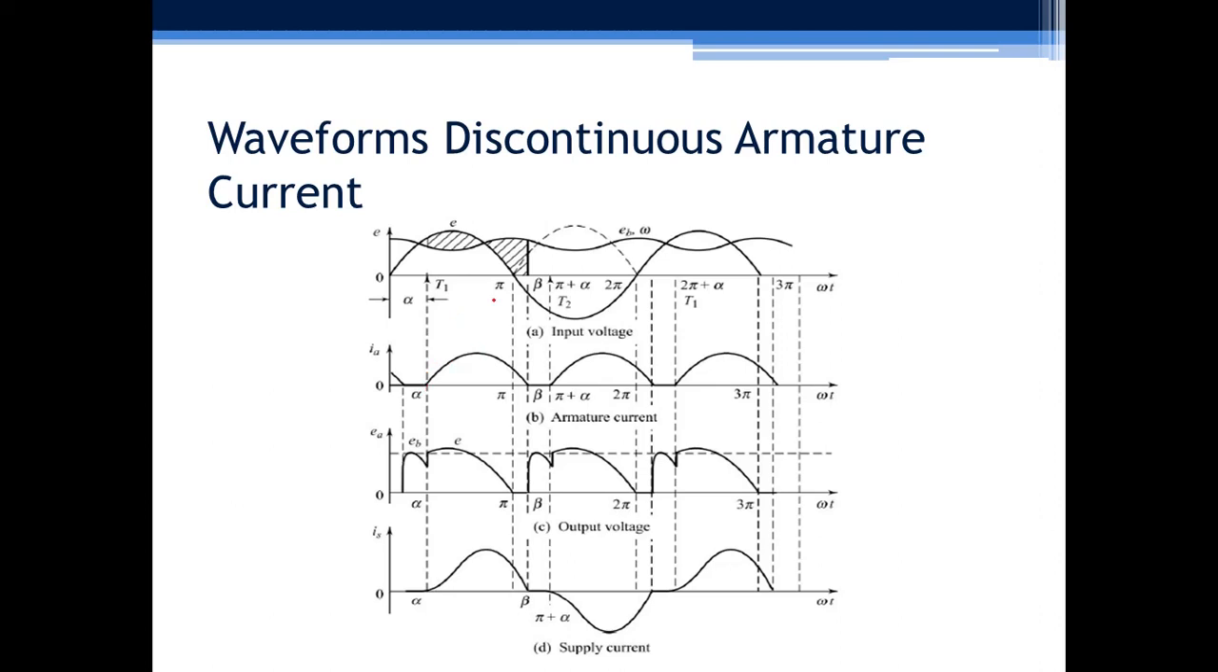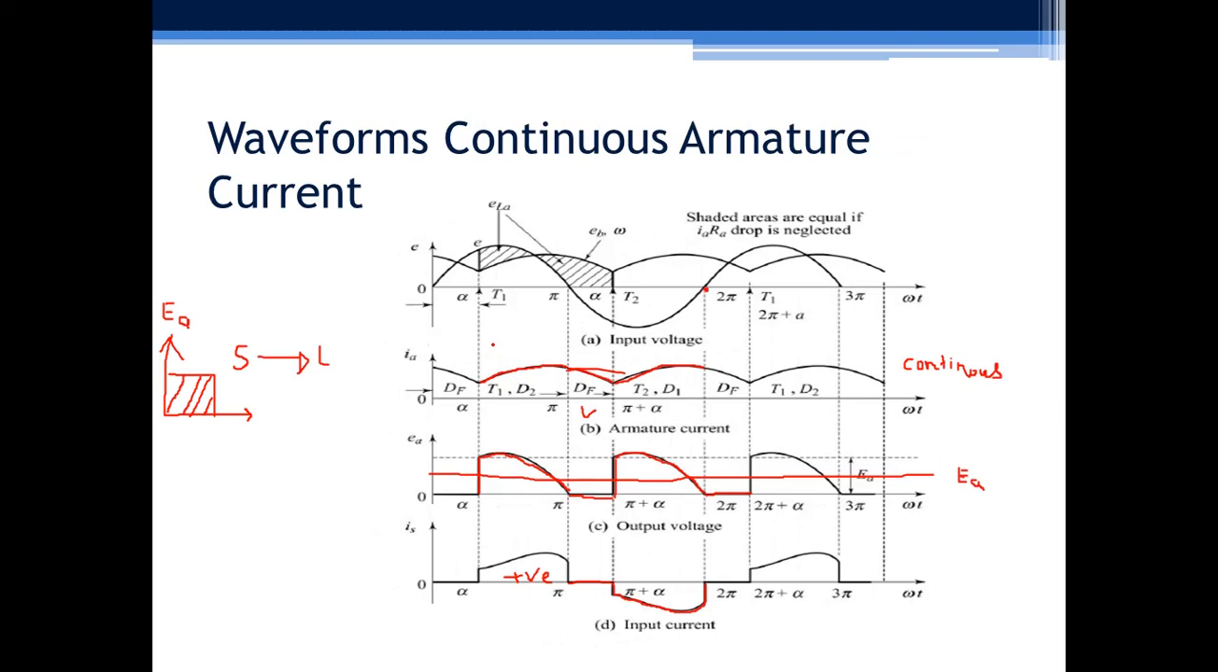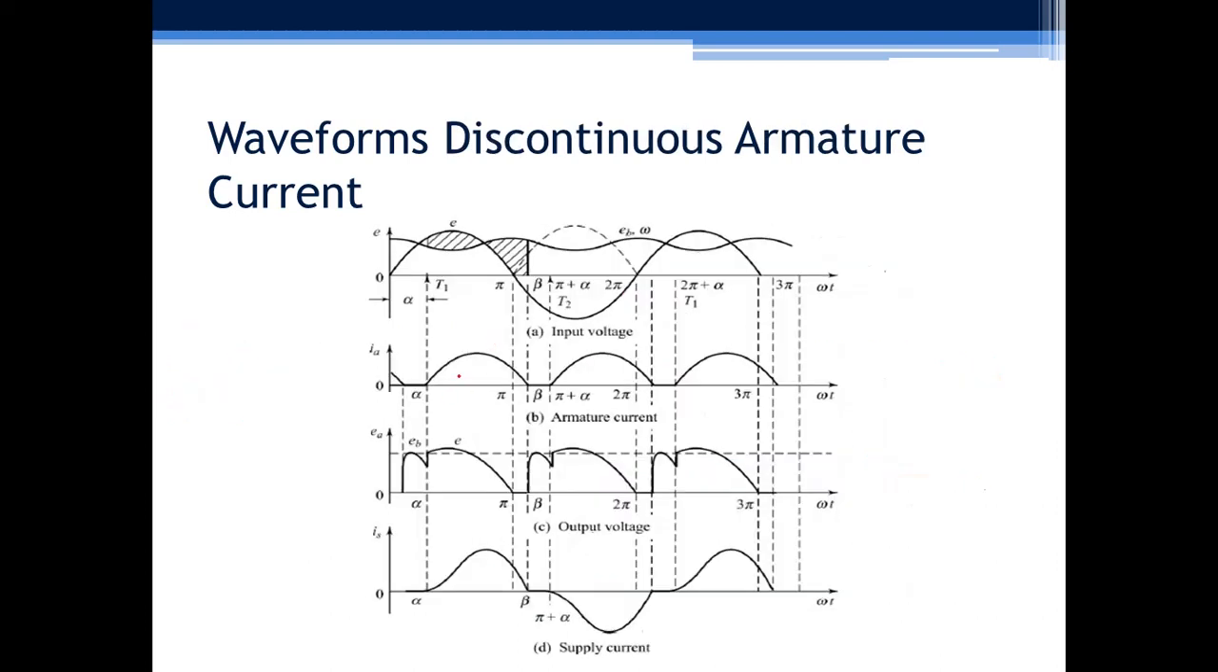From alpha to pi, T1 D2 will start conducting here, and the output voltage is nothing but the input voltage, which is positive here, Vm sin omega t. At pi, T1 D2 will turn off, so freewheeling action will take place here.